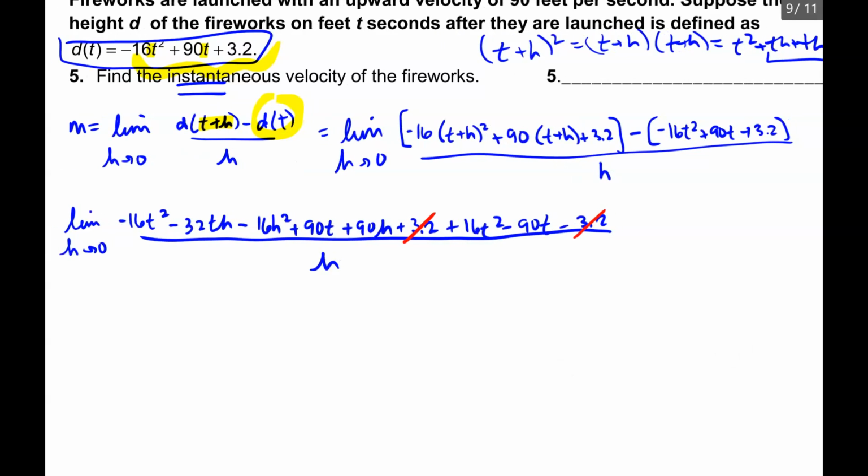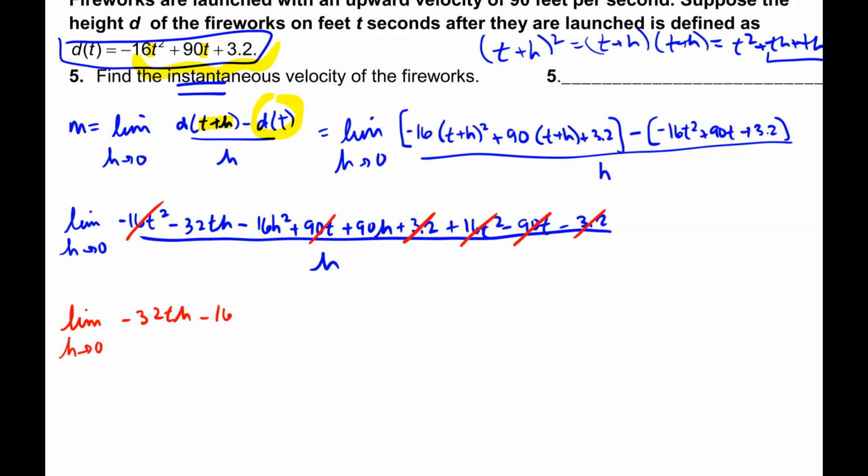Positive 3.2, negative 3.2. Negative 90t, positive 90t. Plus 16t squared minus 16t squared. Cool. That's how you know you did it correctly, is because with your actual function, everything with just a t should go away, and everything that's left should have an h as a factor because it's going to be canceling out.